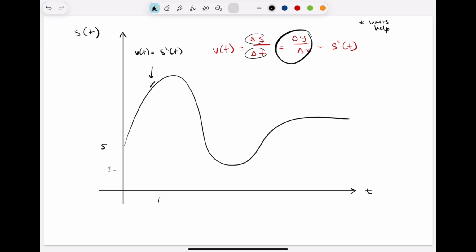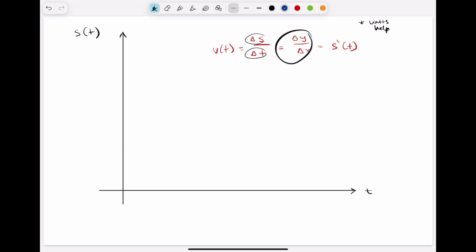So here, for example, this is my change in displacement, this is my change in time, and this is my slope, which is equal to the derivative. So if we summarize this together, we can say that the velocity is equal to the derivative of our displacement.